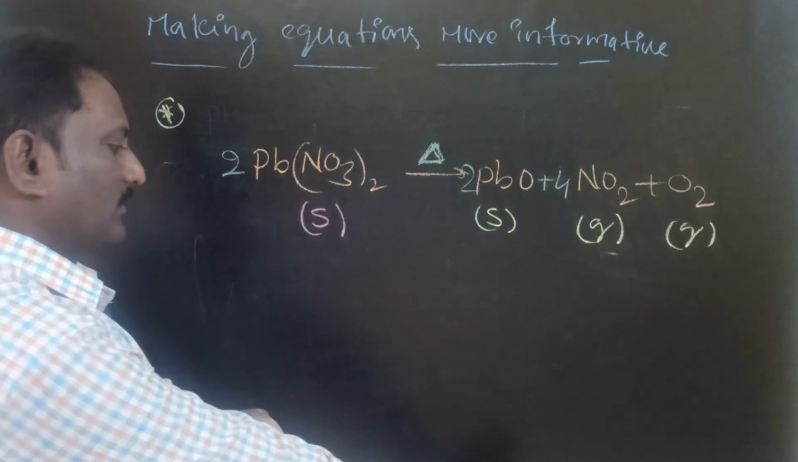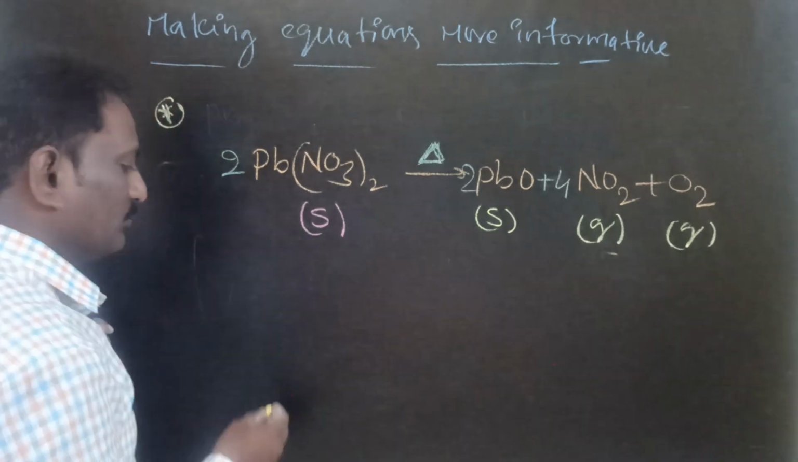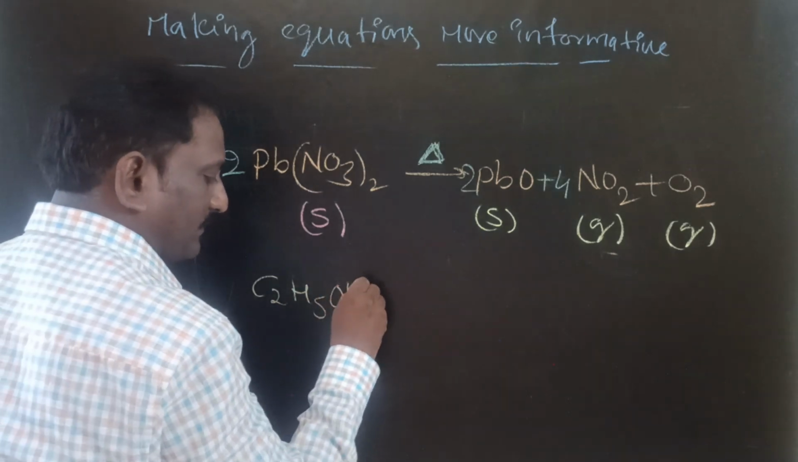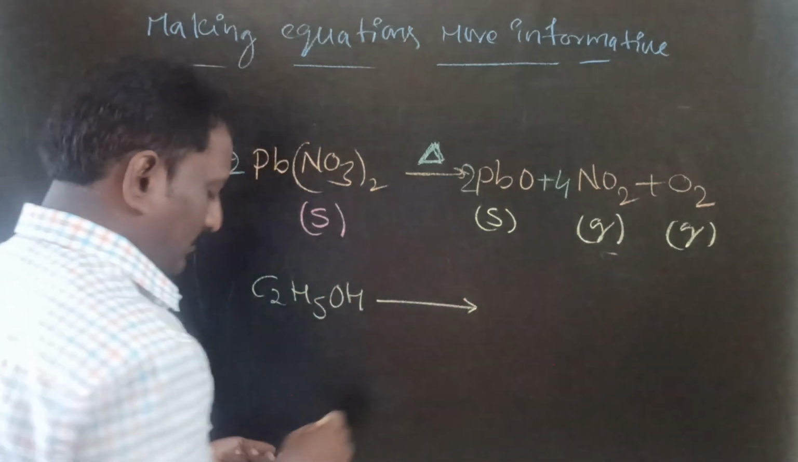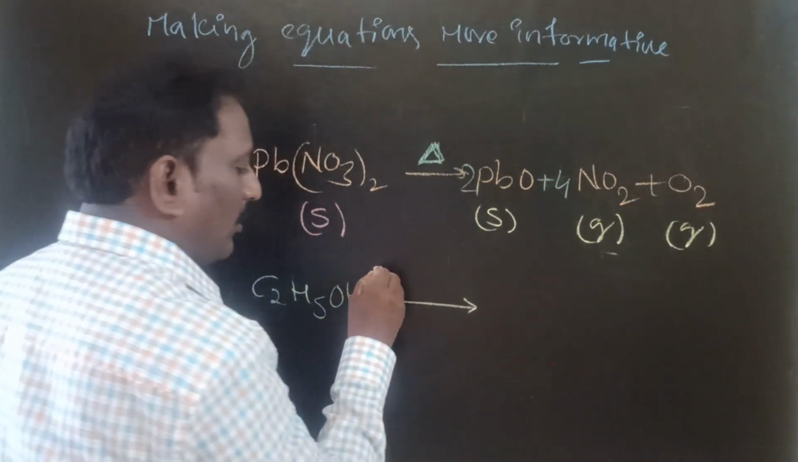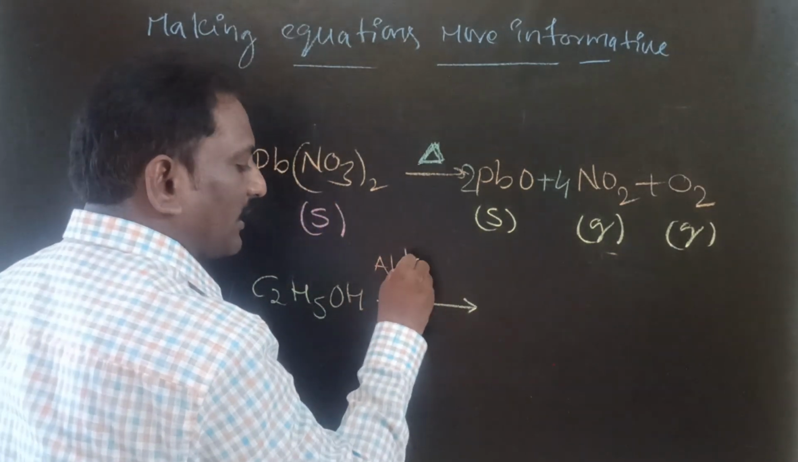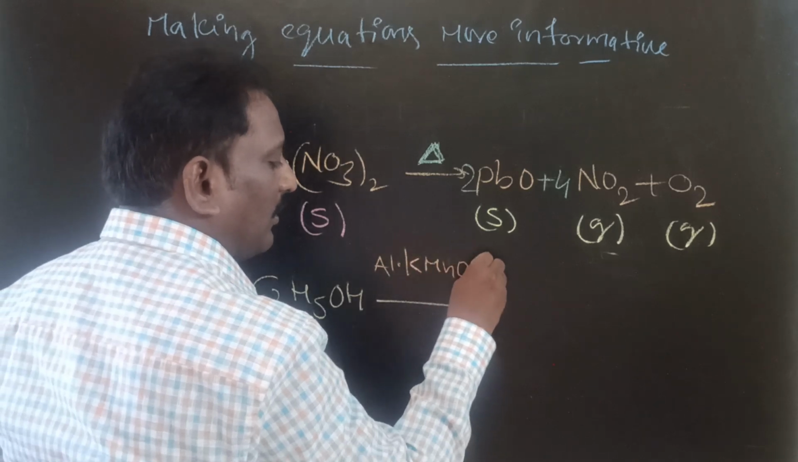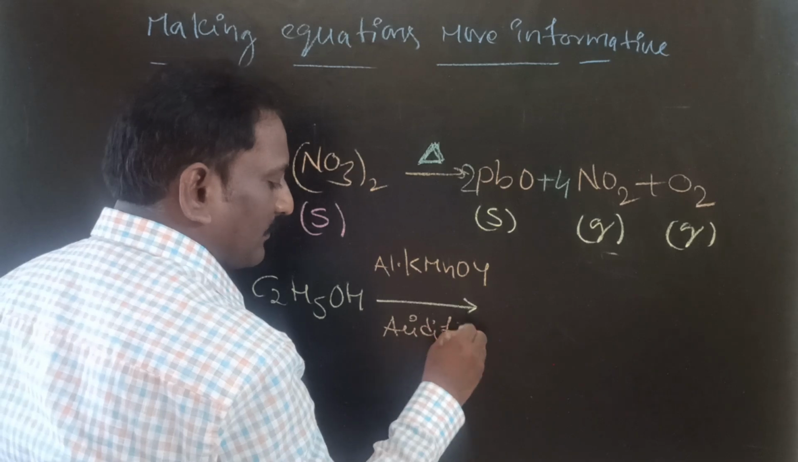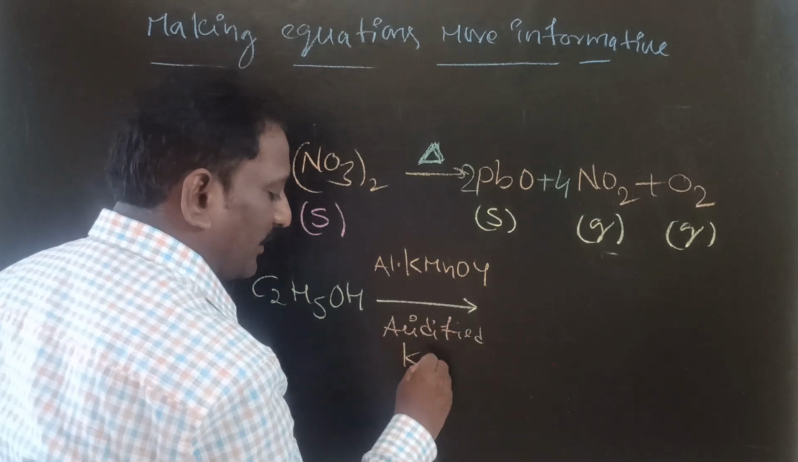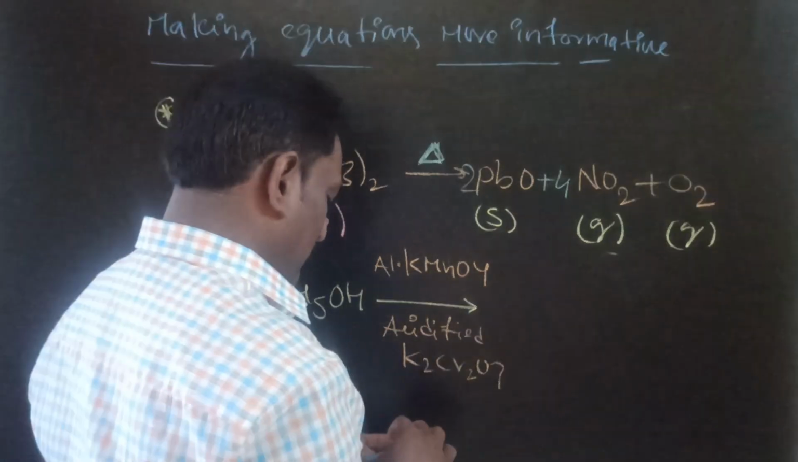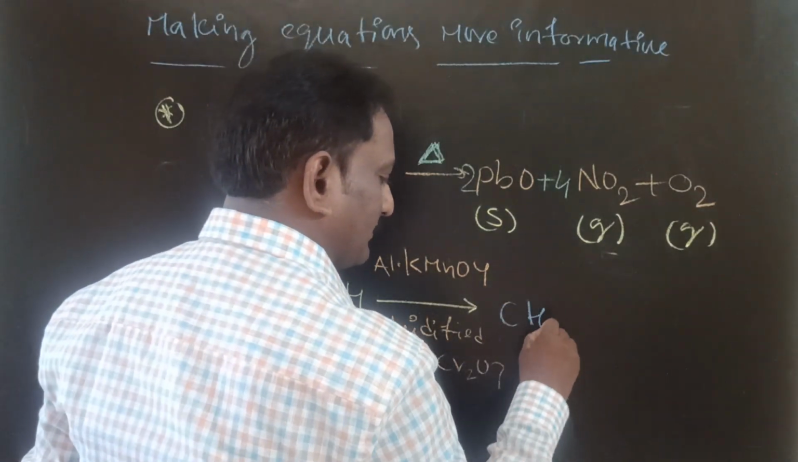Next, conversion of ethyl alcohol to ethanoic acid. Ethyl alcohol, C2H5OH, on heating in the presence of alkaline potassium permanganate, KMnO4, or acidified potassium dichromate, K2Cr2O7, gives acetic acid.